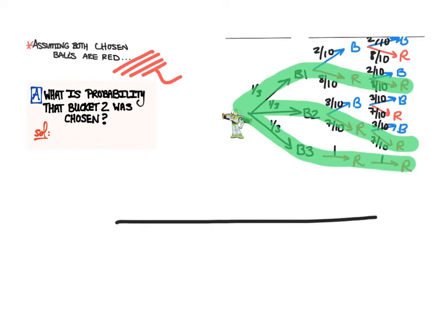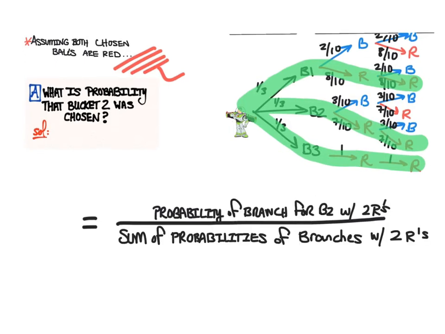Alright, I'm going to write what these 2 things are and then explain it. So the ratio is the following. In the denominator, we have to take the sum of the probabilities of all branches that include 2 R's. So these are all the possibilities that Buzz could have followed in order to get 2 reds. And when you say probabilities of the branches, you're just going to multiply across all these probabilities.